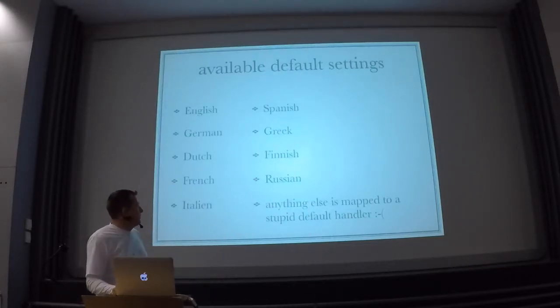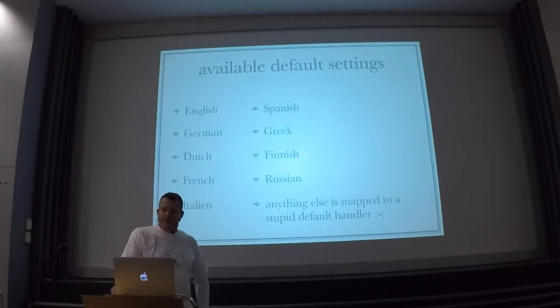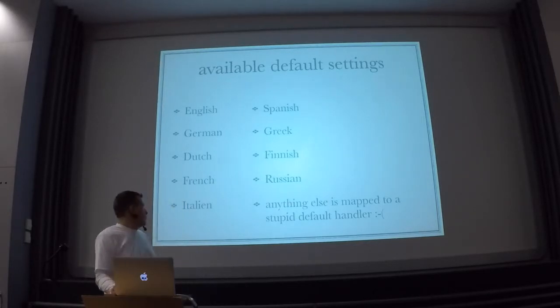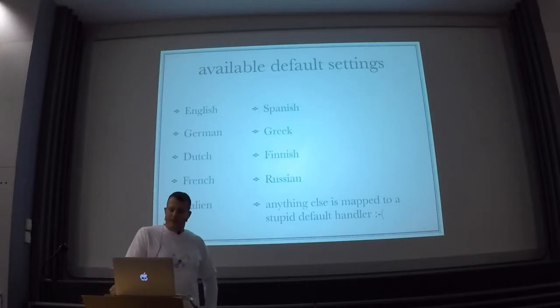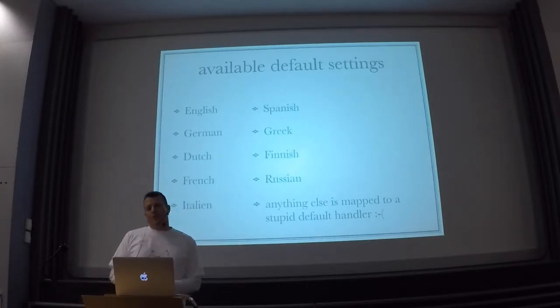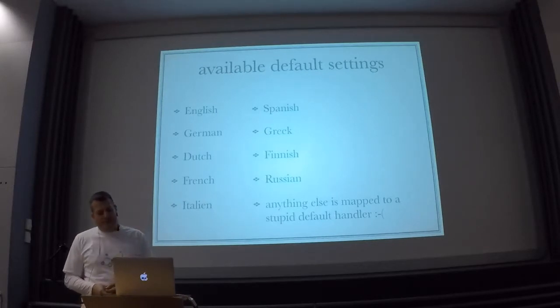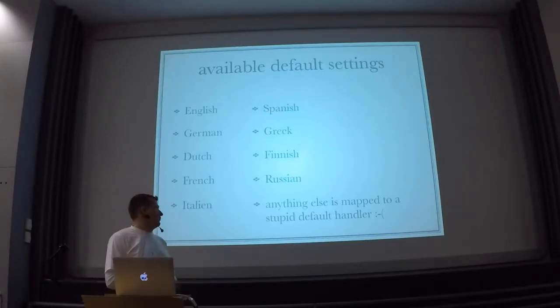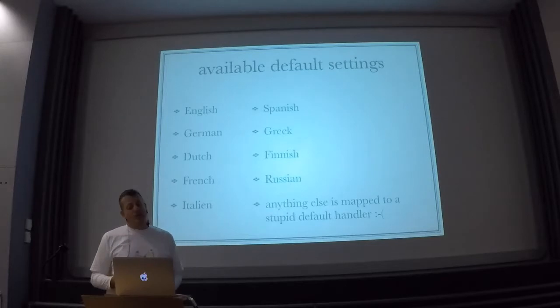Let's talk a little bit about the features in this backend that come out of the box. The languages we support: English, German, Dutch, French, also Italian, Spanish, Greek, Finnish, and Russian. Other languages are supported as well, but for them we have a default handler, which is a little bit more stupid, but even better than the English default.